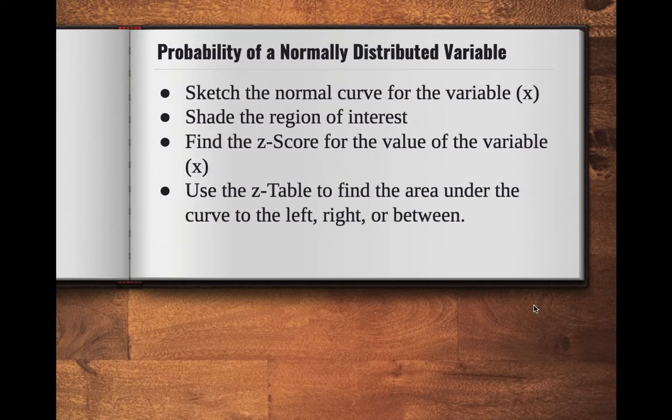So when you're doing one of these problems, it's a good idea to first sketch the normal curve and shade the region of interest. This helps us do a ballpark estimate when we get our answer. Say, does this look reasonable or did I mess up? Because it's really easy to mess up when we're doing this. As with anything involved with math and numbers, it's so easy to make those small mistakes. So this gives us a chance to look back and say, does that look reasonable? We need to find the z-scores for the value of the variable, and then we use the table to determine what area we're trying to find.